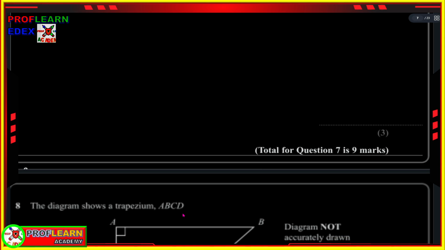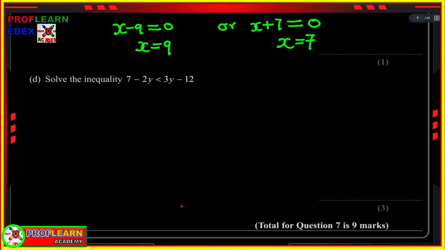Moving to the next question. The next question is about inequalities, and we are going to put the like terms together. The way we can put like terms together when it's an equal sign is this: I shall move my 2y to this side and my 12 to the other side.